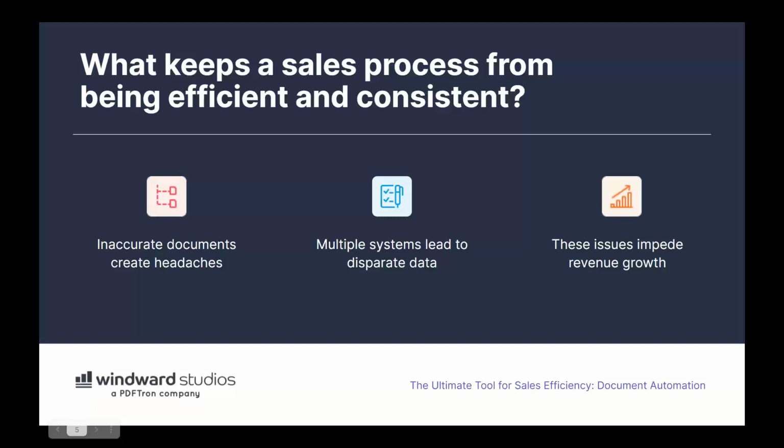So to give an idea of what we're going to be talking about, first we'll be talking about inaccurate documents and the problems these can cause, especially with how they slow down delivery of those documents to the end recipients. We'll also be talking about multiple systems and how you unite disparate data in a system, especially as it pertains to documents and document automation. And then lastly, how overcoming these issues can actually boost your revenue growth. Go to the next slide, Kayleigh.